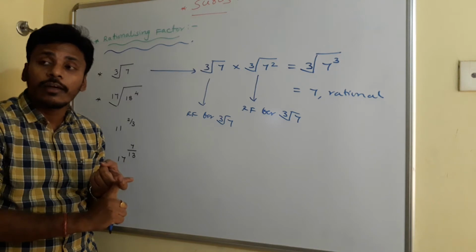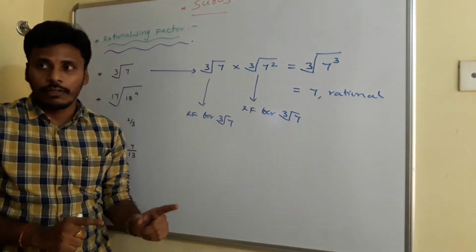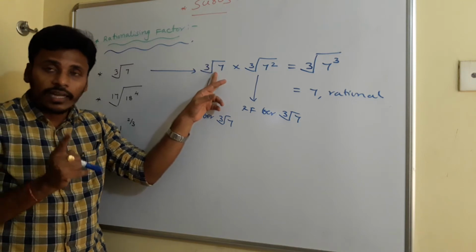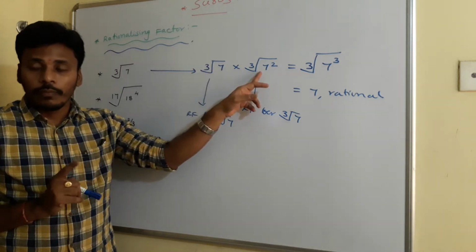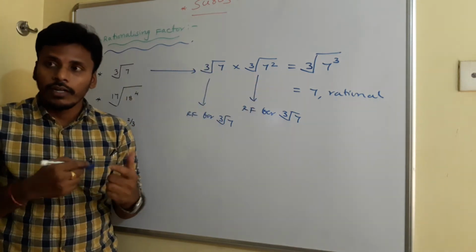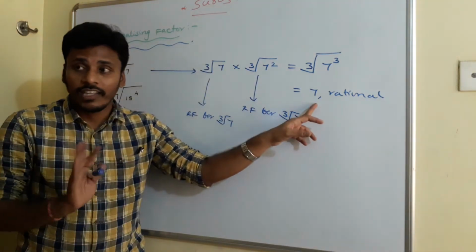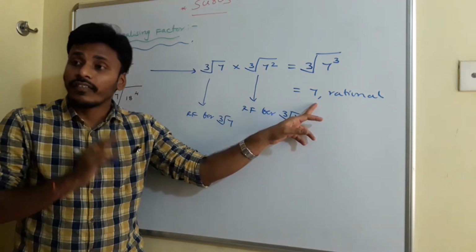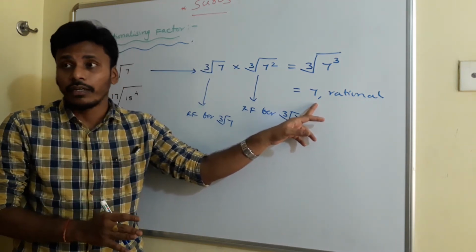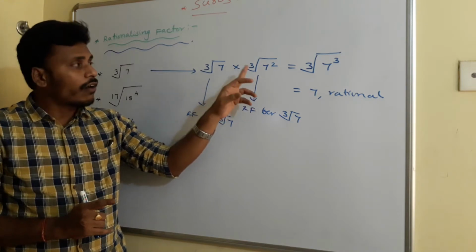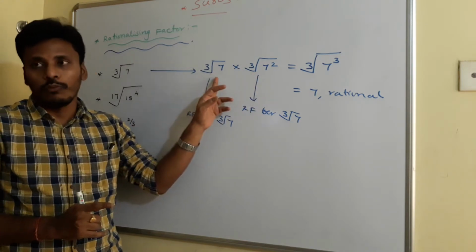Why? Because the product is a rational number. If they ask you to find the rationalizing factor of cube root 7, your answer is cube root 7 square, right? But some people will answer that the rationalizing factor of cube root 7 is 7. 7 is not the rationalizing factor. 7 is just the result as a rational number. The rationalizing factor is clearly cube root 7 square. And for this, the rationalizing factor is cube root 7.